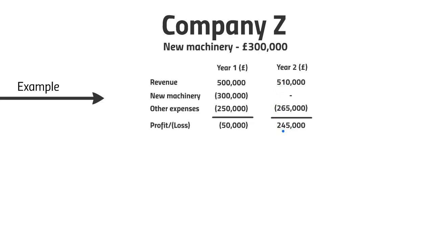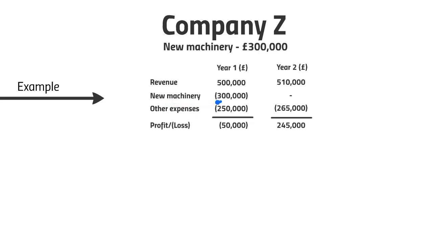Now, the issue with that is that it's a massive difference from year one, where we saw a loss of £50,000. To go from a loss of £50,000 to a profit of nearly £250,000 is going to suggest to the shareholders or people looking at the financial statements that something significant has changed at the company, where in reality, all that's changed is some machinery was bought in year one.